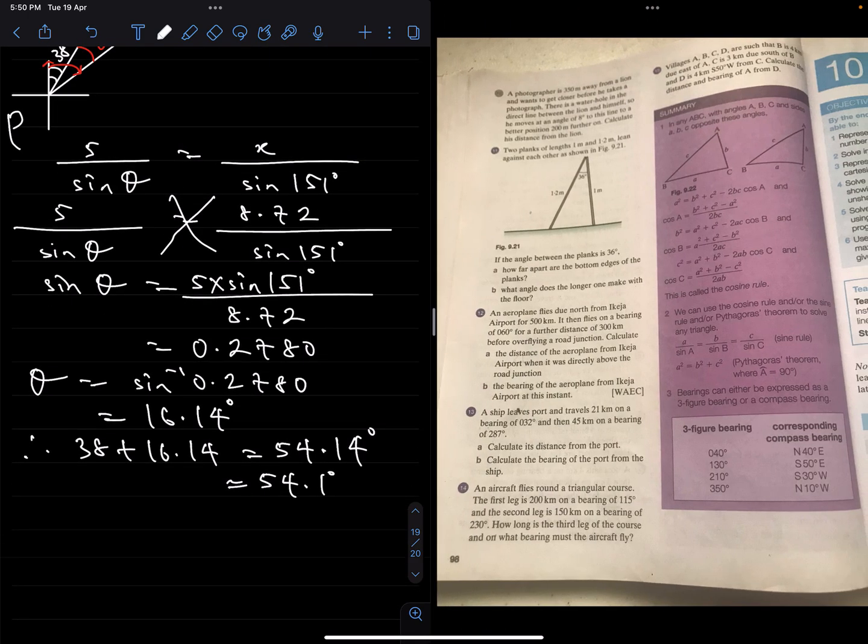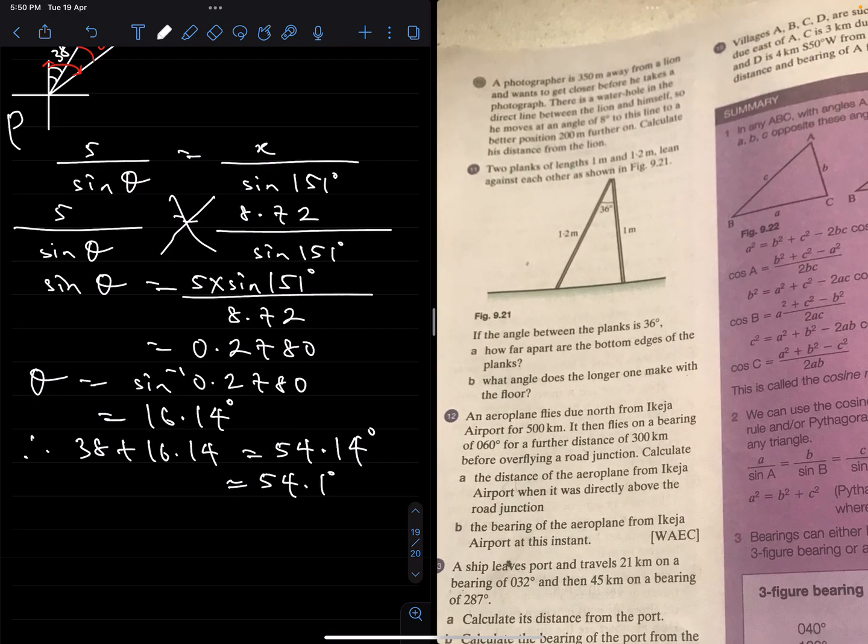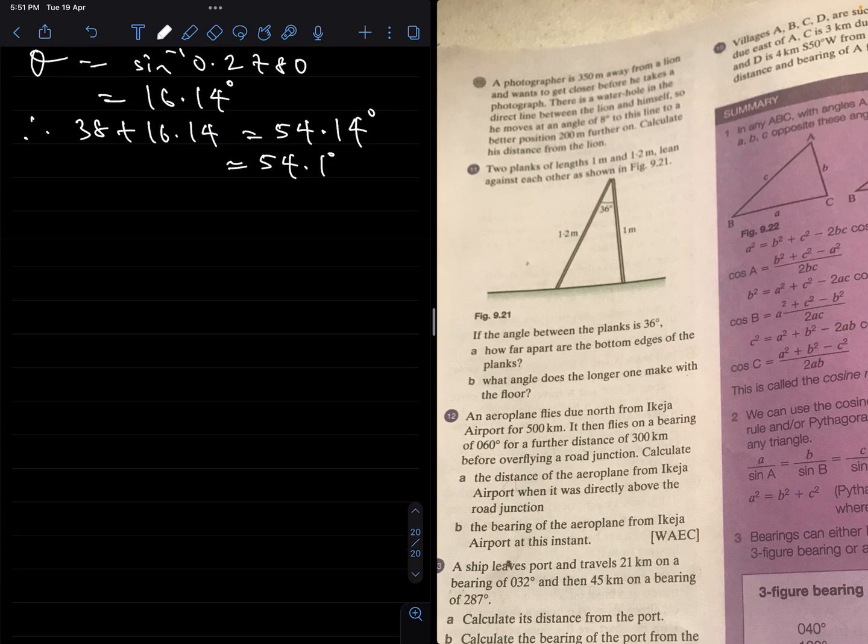Now let's go to the next, which is number 10. What does that say? A photographer is 350 meters away from a lion and wants to get closer before he takes a photograph. There is a water hole in the direct line between the lion and himself, so he moves at an angle of 8 degrees to this line to a better position, 200 meters further on. Calculate his distance from the lion. Okay, I think that's supposed to be easy.